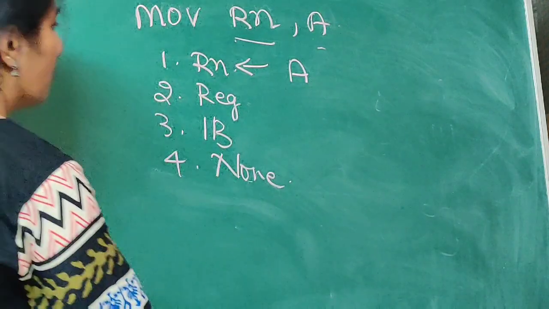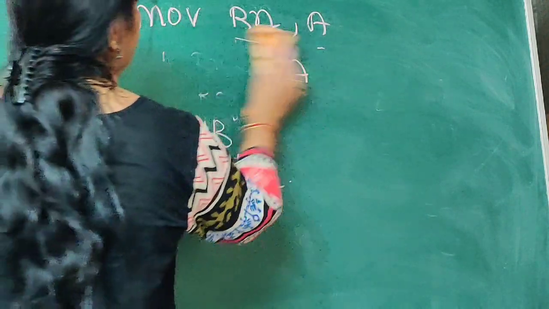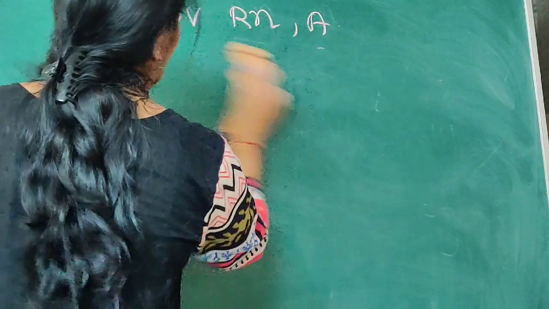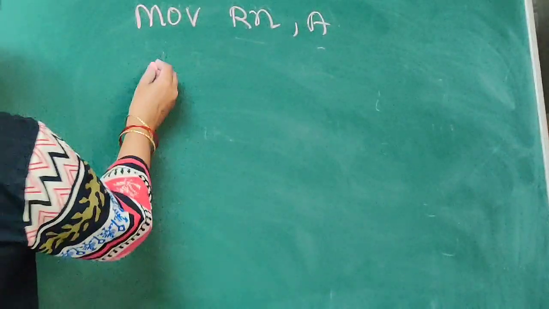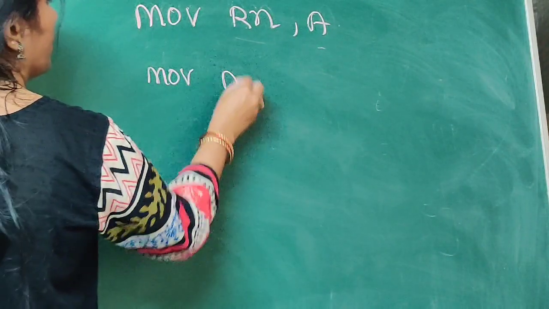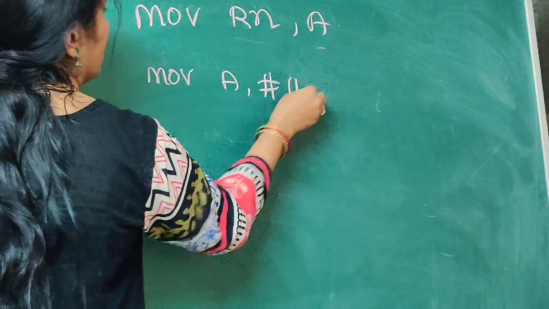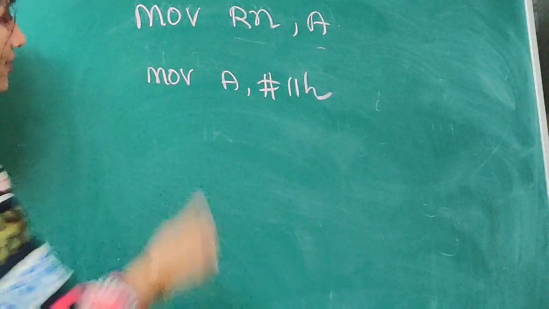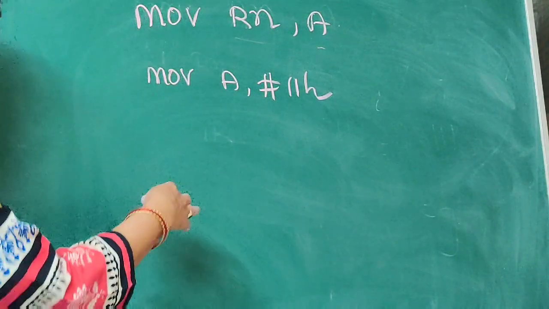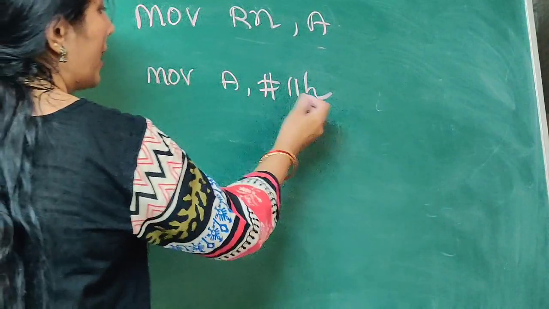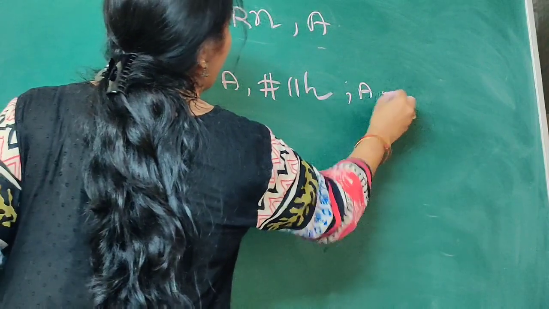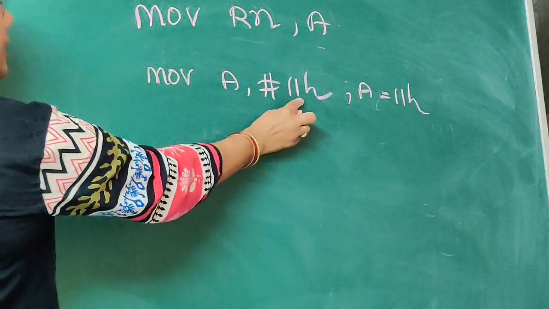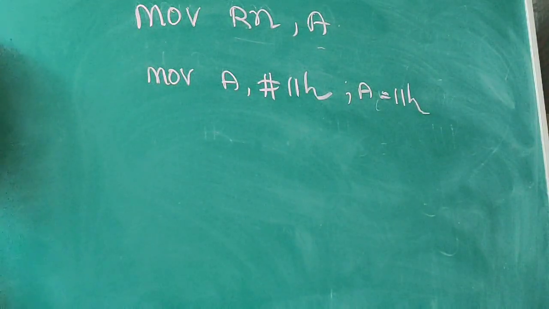So this is going to be move Rn, A. Okay, now let me give an example for this one. Move A comma #11H. What's going to happen when this instruction gets executed? Move A comma #11H means immediate data will get loaded in the accumulator.